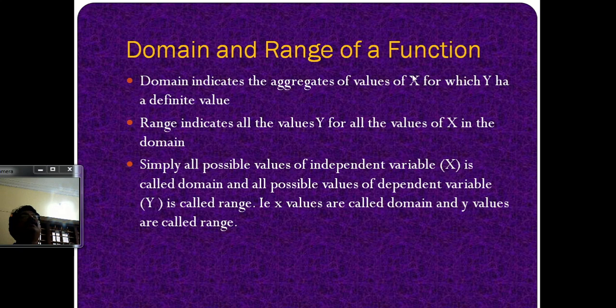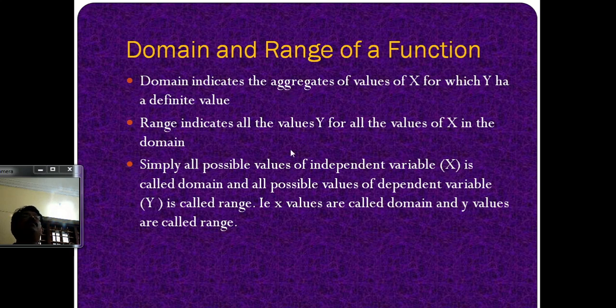Then we can say that is the domain for x, or simply we can say the x values are called domain. The values attributable to the variable x, that is your independent variable, are called the domain of that function. Range indicates all values of y for all values of x. So when you substitute the value of x in the function, you will get the value of y. Then what are the possible values of y for a given value of x? That is what is known as its range.